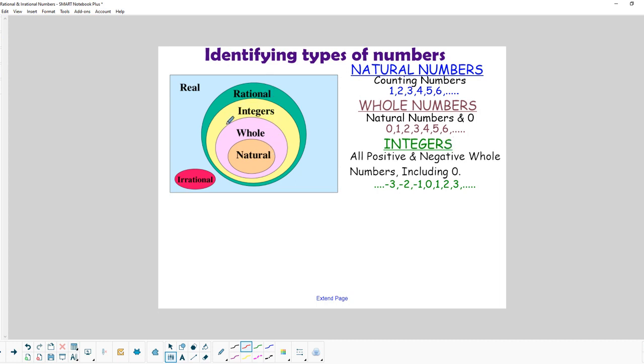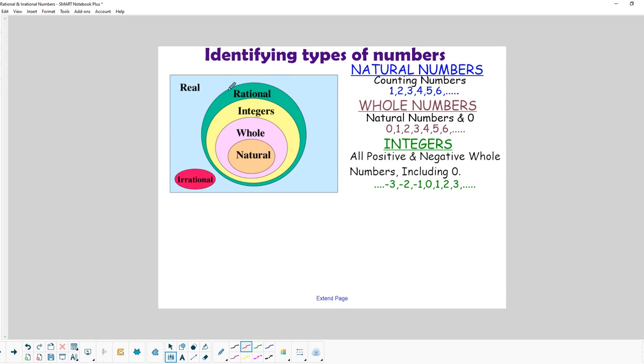And as we keep adding new circles like the integers now, you'll notice that all the numbers that we talked about before we got to integers, like the natural and the whole numbers, are inside of that integer circle, meaning that all natural numbers and all whole numbers are also considered integers. But there are some integers that are outside of those circles that are not whole numbers or natural numbers, and these would be the negative integers that we're talking about.